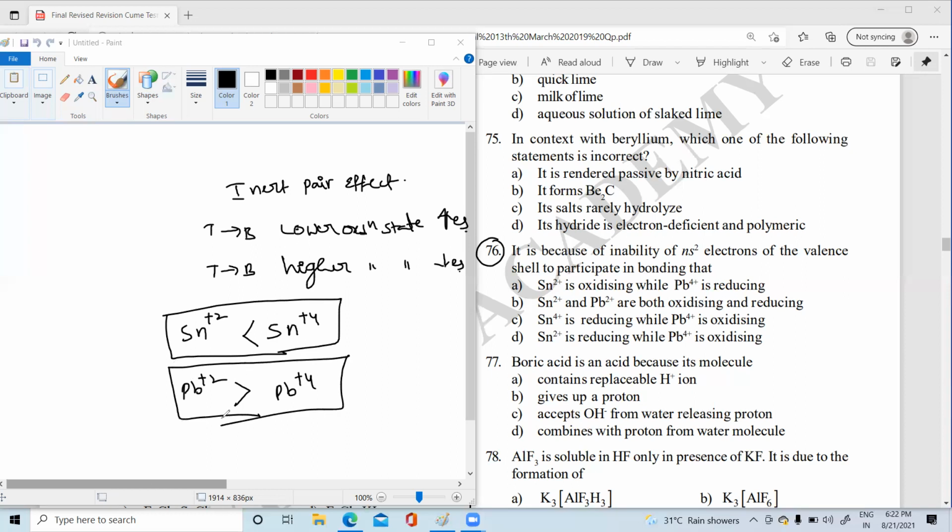So I'm going here directly. If you see, plus 4 is unstable, so immediately it is converted by gaining electrons to the plus 2 state. Nothing but it is undergoing reduction, so it is acting as a good oxidizing agent, students.